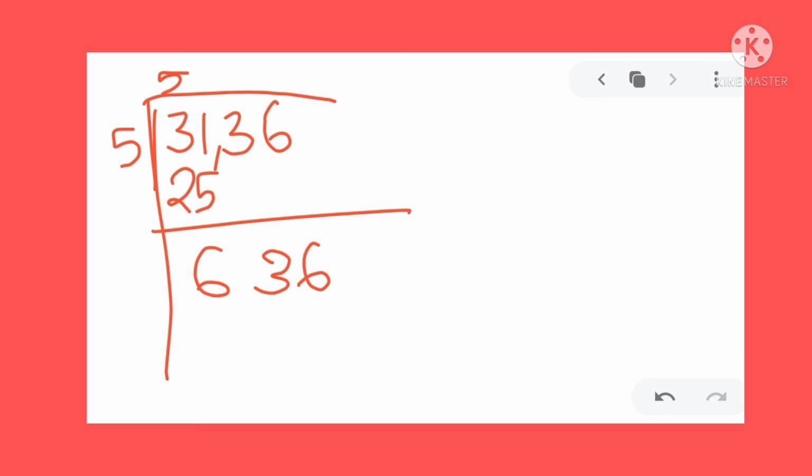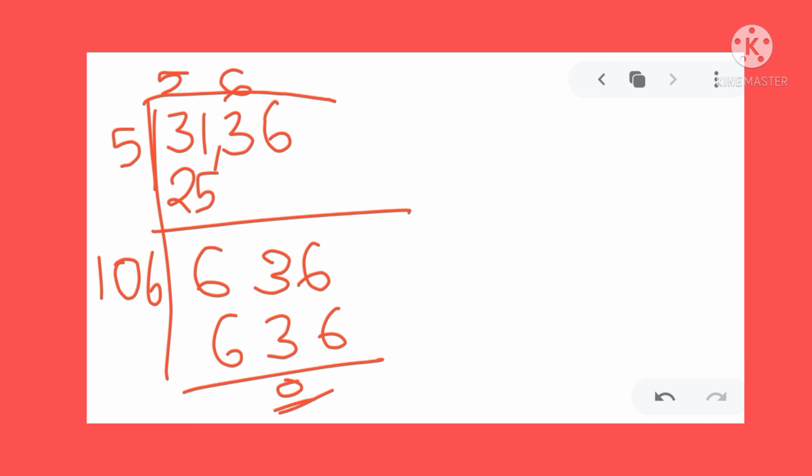Another one, 3136. Make it a pair. 31 lies between 5 and 6. So we write 5. 5 5s are 25. Subtracting, 6, write 36 here. Then double of 5, 10. Since the number ends with 6, it is either 4 or 6. So here we can write 6. 6 6s are 36. 6 into 1, 6. So root 3136 is equal to 56.